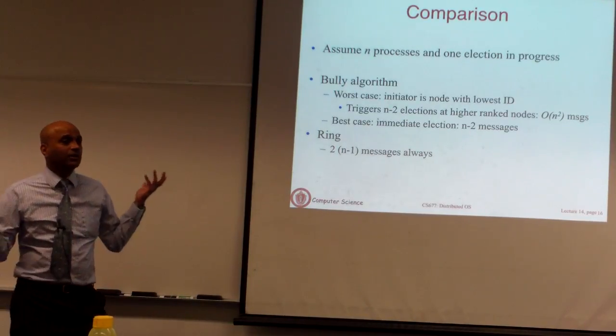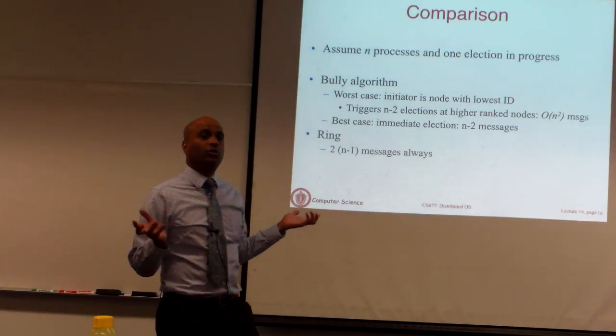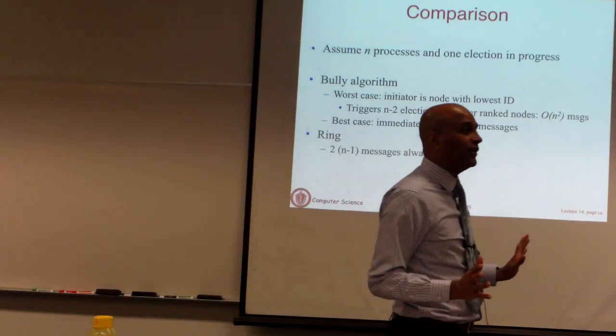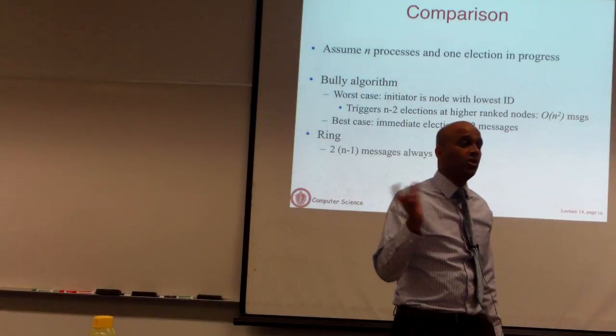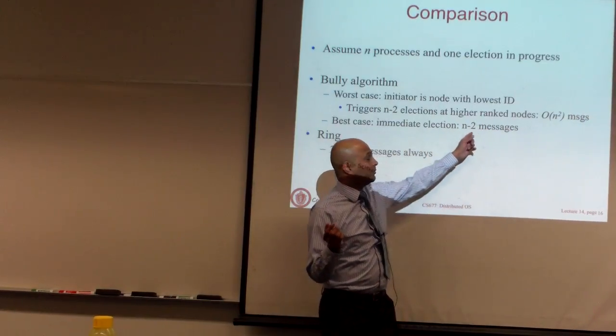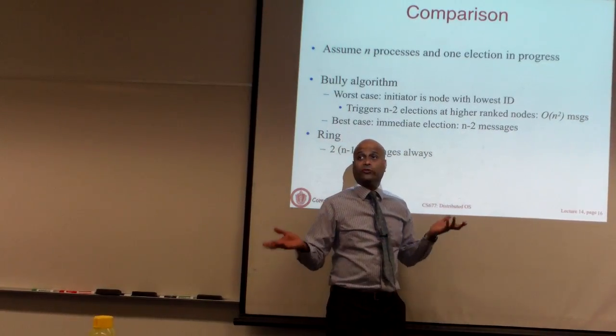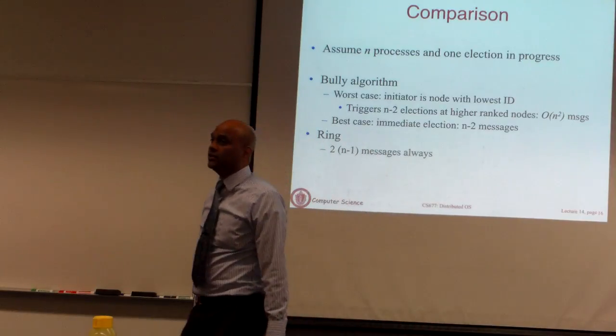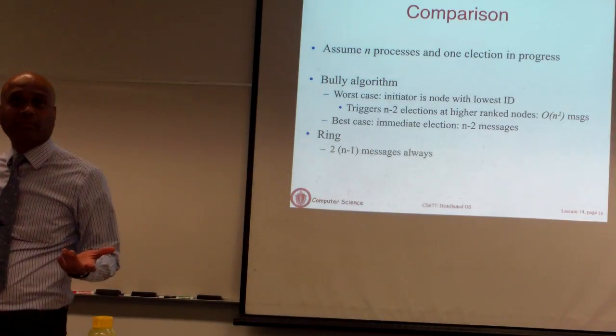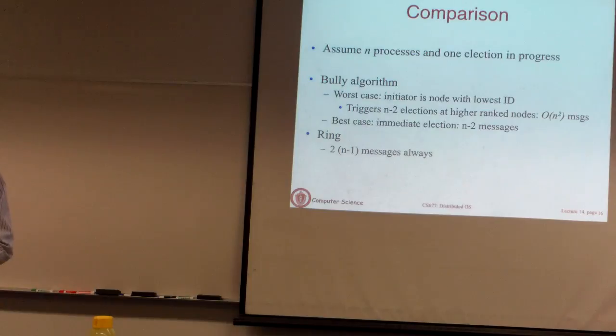The best case is when the process with the highest ID that's currently up starts the election. There is no other node to contact, so it declares itself the winner immediately. In this case, you just send a message to the remaining nodes, so n minus 2 messages. Depending on who has initiated the election, you will be somewhere in between. The typical case is order n square messages.